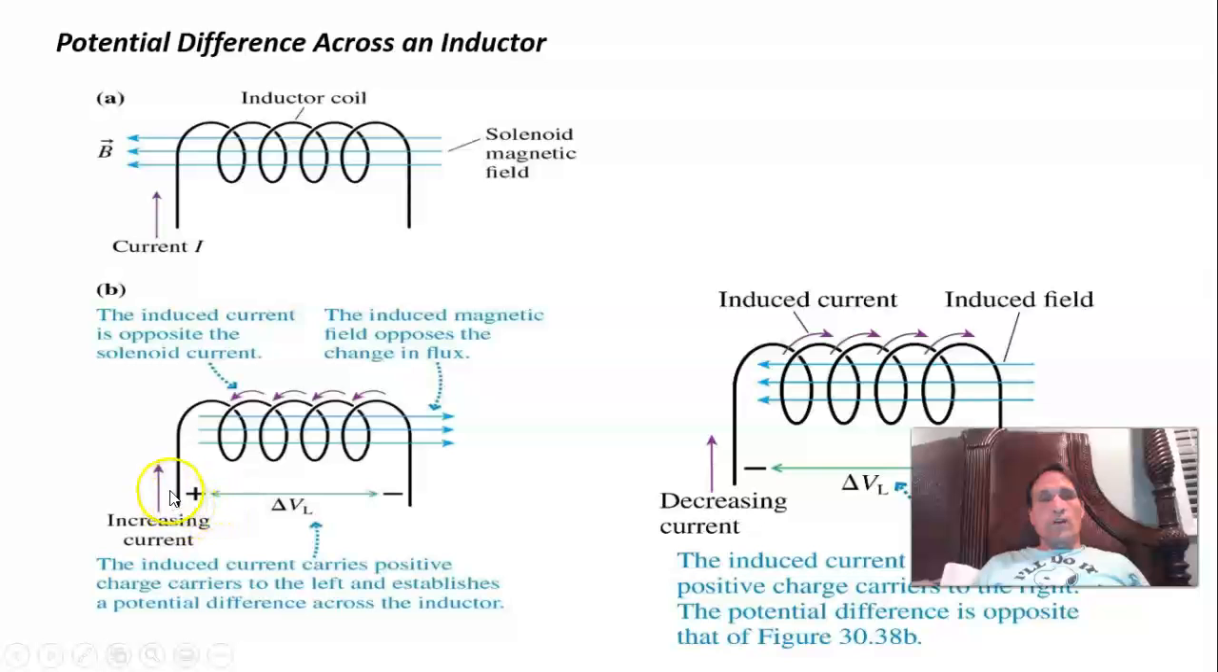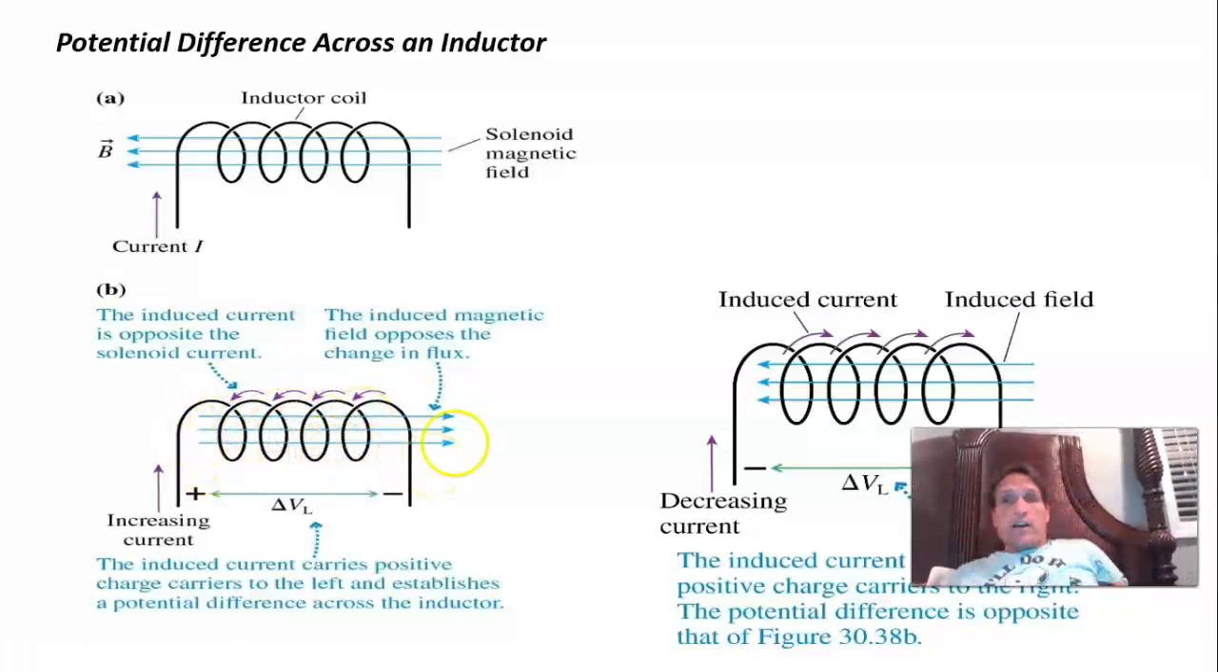So in other words, if you're going through the coil, you're going to lose potential going across the coil. It's more positive here, less positive here. You're going to lose potential while the current is increasing. You're going to drop voltage, okay?